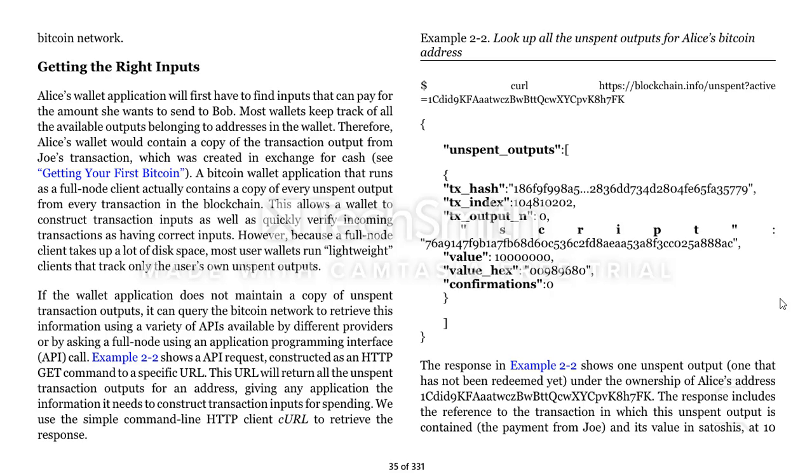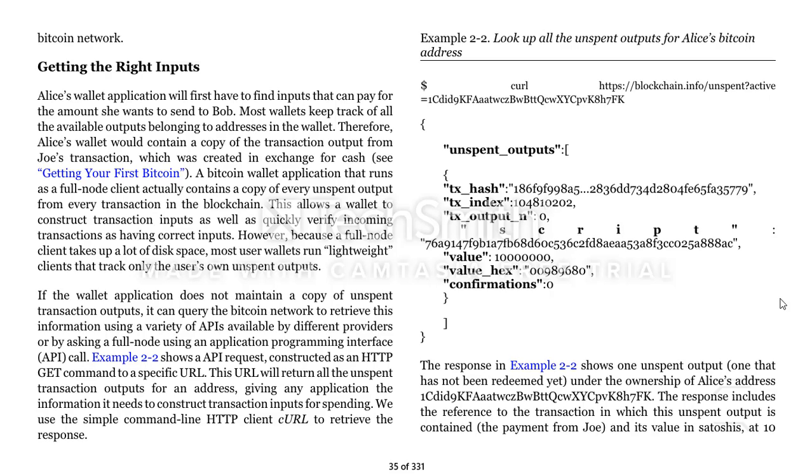A Bitcoin wallet application that runs as a full node client actually contains a copy of every unspent output from every transaction in the blockchain. This allows a wallet to construct transaction inputs as well as quickly verify incoming transactions as having correct inputs. However, because a full node client takes up a lot of disk space, most user wallets run lightweight clients that track only the user's own unspent outputs.